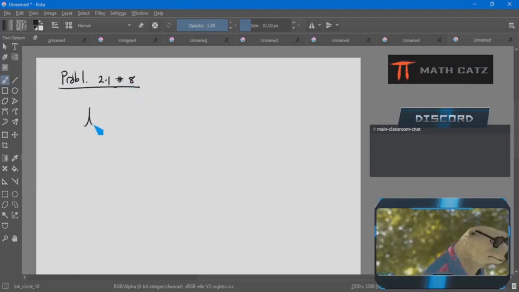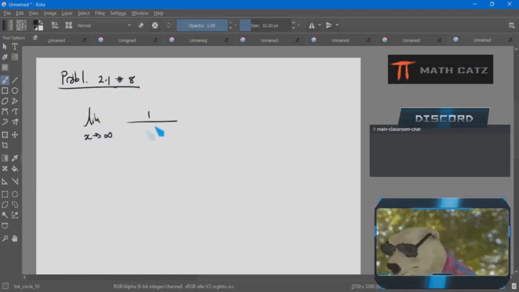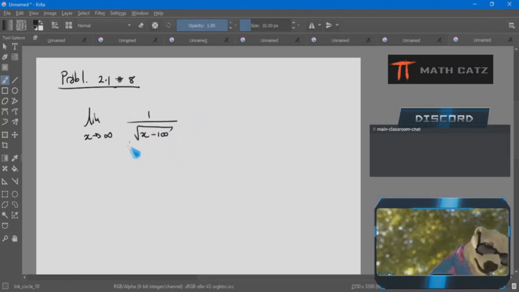Number 8 is the limit as x approaches infinity of 1 over root x minus 100. That's not a rational function anymore. What do I do? Leading terms? What's the leading term here? I don't really know. It's not quite the same. The form of the limit can very often show what is happening here. Well, the numerator is always going to stay at 1, right? Nothing's happening to it. There aren't any x's in there. What is happening to just the bottom guy?